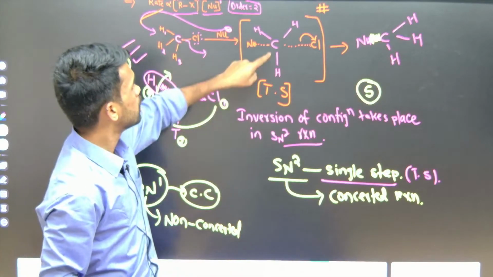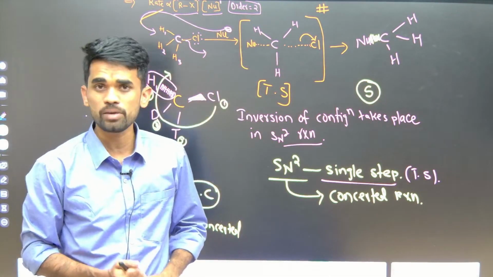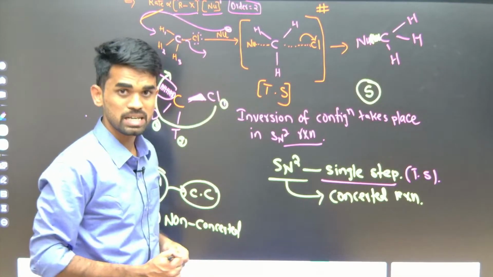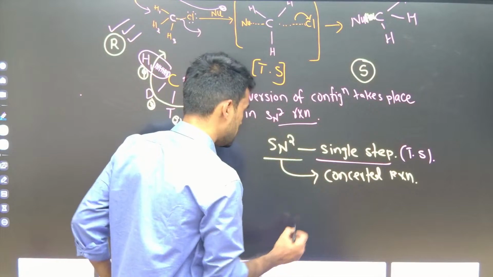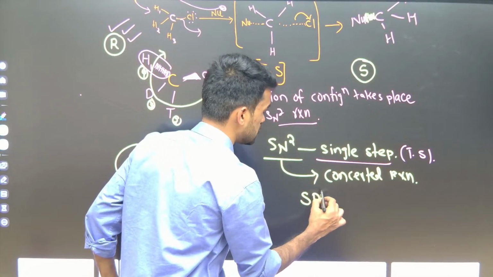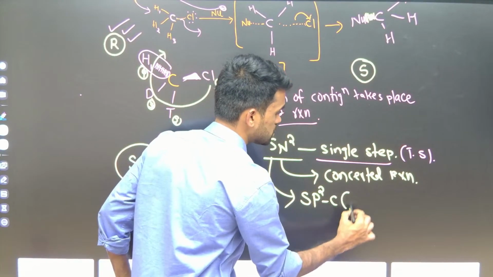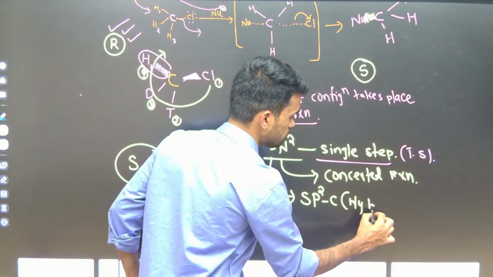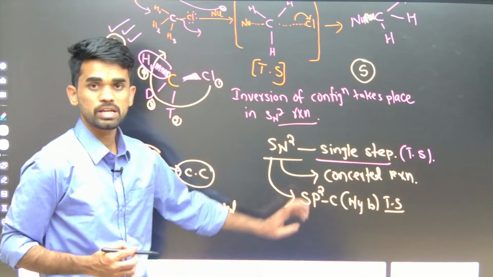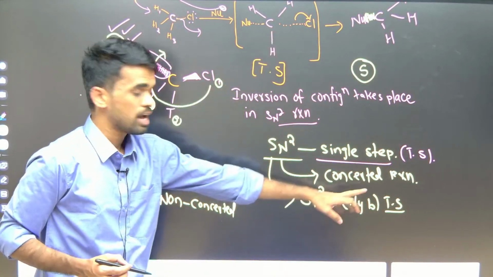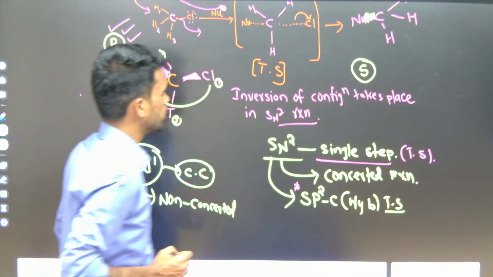They will ask, what will be the hybridization of carbon in the transition state? The hybridization of carbon in the transition state is sp2. Just remember, the hybridization of carbon in the transition state formed in the SN2 reaction is sp2. Remember this, it's a very important point.